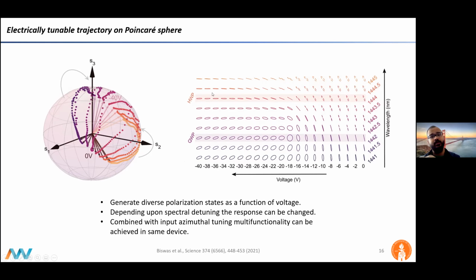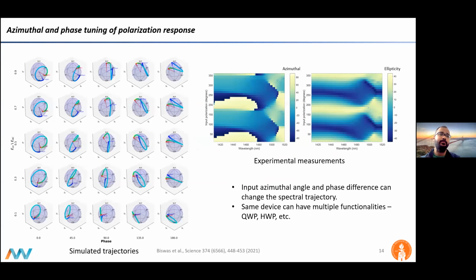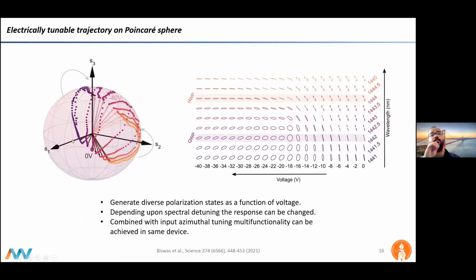And if you now combine this idea with the input tuning, we basically have a two-dimensional control where we can change the input condition on the device, and we can make the same device electrically function to generate whatever polarization states we want all over the Poincare sphere. Because if you remember from the previous plot of this polarization, you can first of all design your spectral trajectory anywhere on the sphere, and then you can go orthogonal to it with voltage, and thus you can traverse the entire Poincare sphere. So now obviously these were proof of concept measurements and quite interesting findings.